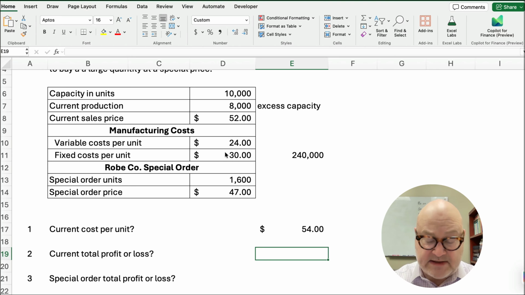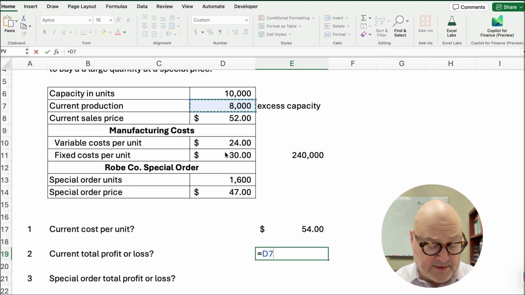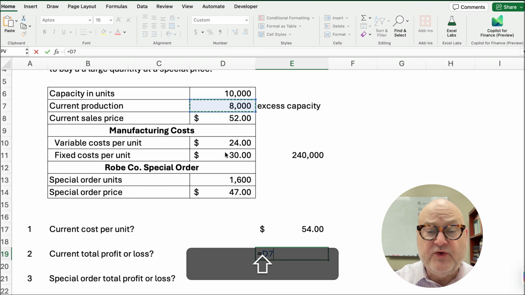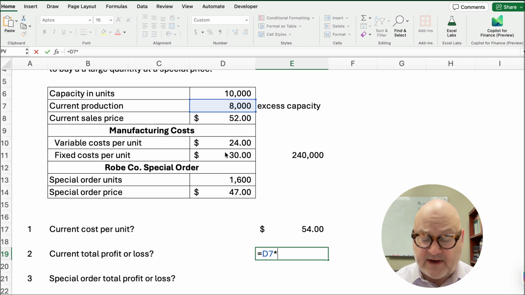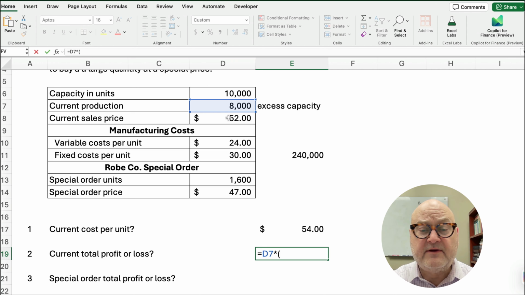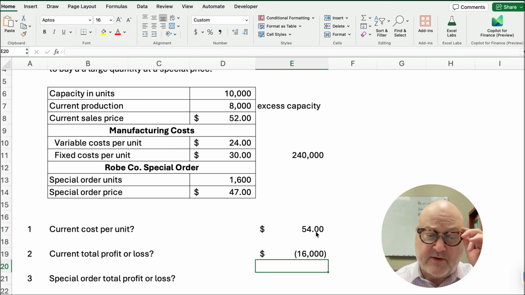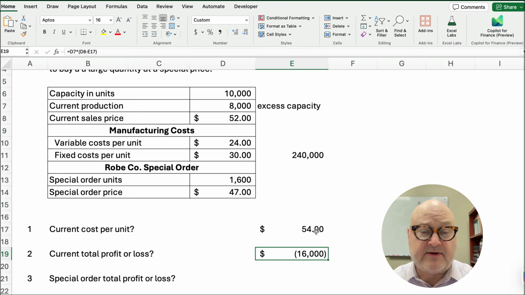What is the current total profit or loss? Well, we're selling 8,000. We're assuming in a problem like this, everything we produce we're able to sell, and so we're selling at $52 something that cost us $54, right? So we're losing $2 each times 8,000. So our loss is going to be $16,000.